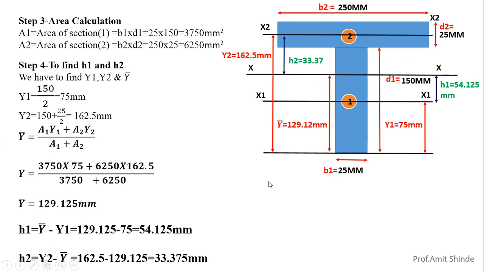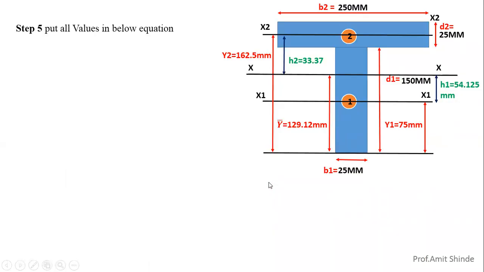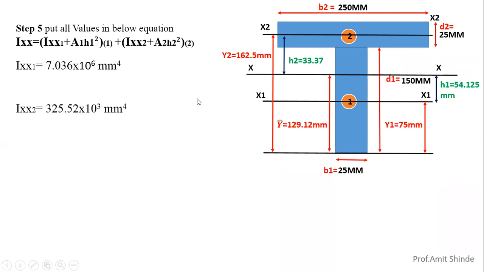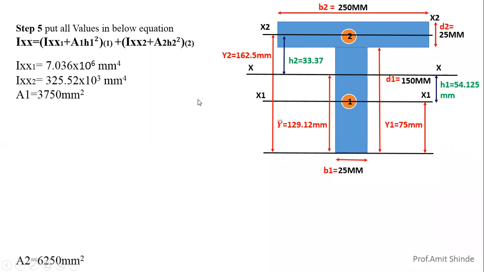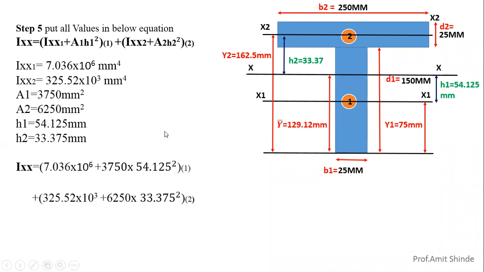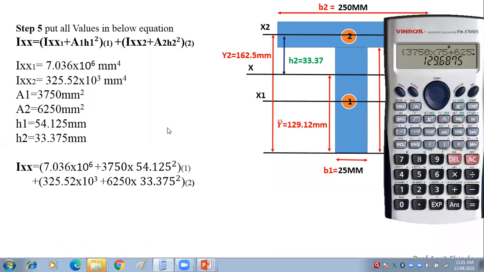Now put the values to find Ix. The standard formula is Ix equal to Ixx1 plus a1 h1 square for rectangle number 1 plus Ixx2 plus a2 h2 square for rectangle number 2. As we know, the Ixx1 value, Ixx2 value, a1 value, a2 value, h1 value and h2 value, all of these values we have found. Now simply put these values in this formula and solve the terms.